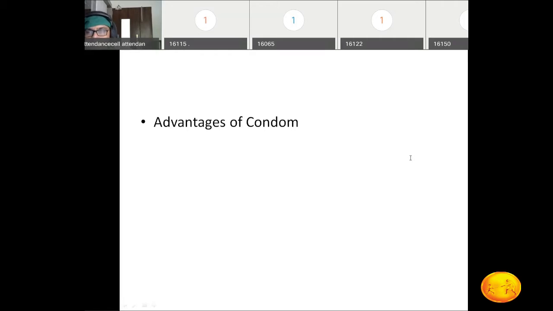Due to prevention of STD, PIDs are prevented. PID can cause tubal infertility, right? PID can cause ectopic pregnancy, right? And that's why condoms are preventing PID. Condoms are preventing tubal infertility. Condoms are preventing ectopic pregnancy also. Right?